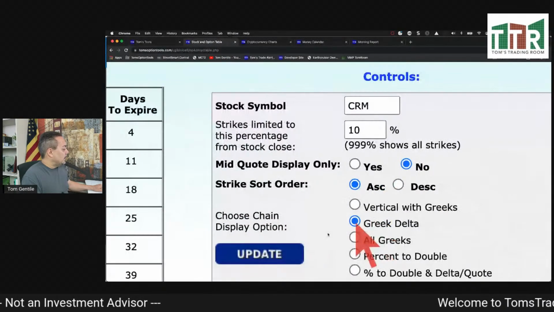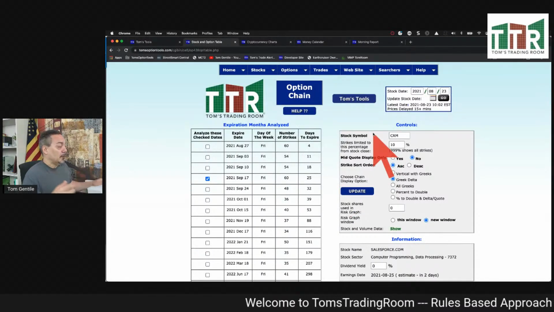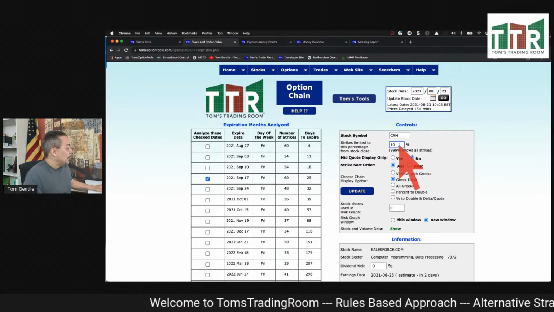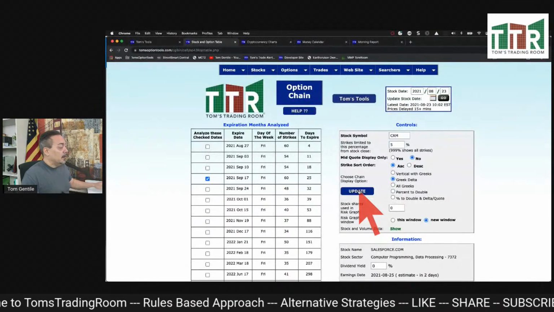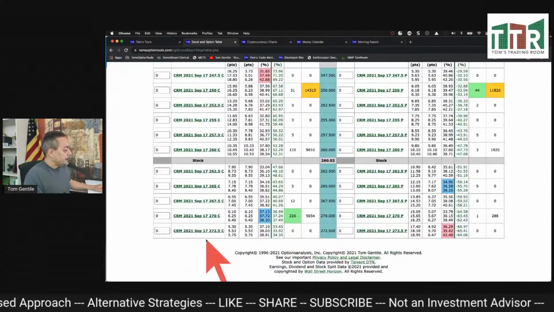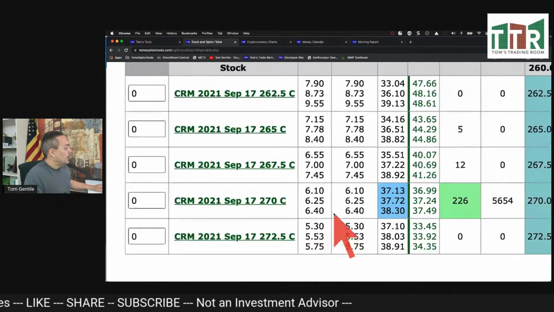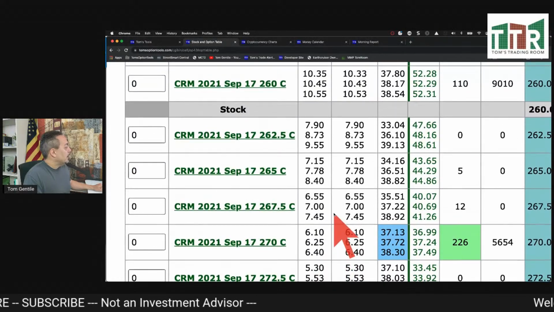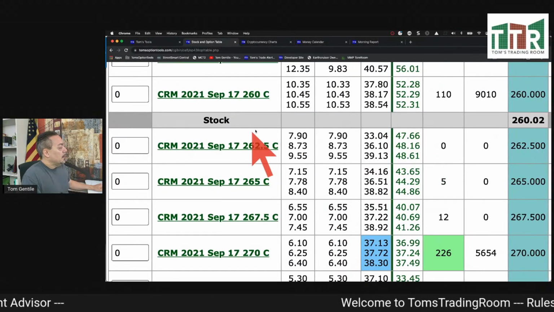So I'm going to update those. We're going to look 10%. Now, 10% above this stock price is going to put this thing well above it. I think we could probably look at the 5% above, and that'll give us something that takes us up into the 270s. Yeah, there you go. So there are the call options that are in the 217 area. Okay. I'm going to see SEP 17.